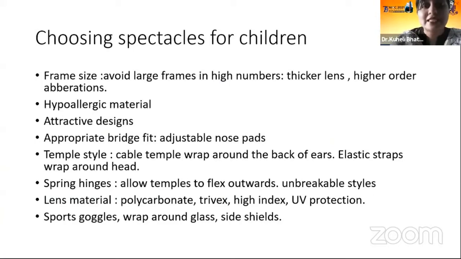Now, choosing spectacles for children. This is really important because your compliance to spectacles totally depends on this. You may do a brilliant refraction, you may give a very perfectly balanced evidence-based refractive error correction, but your child may not wear glasses if you don't give the right type of spectacles. And so here are a few points. Choose the correct frame size. The higher the number, choose smaller frames because there's lesser higher order aberration and the lenses are thinner.